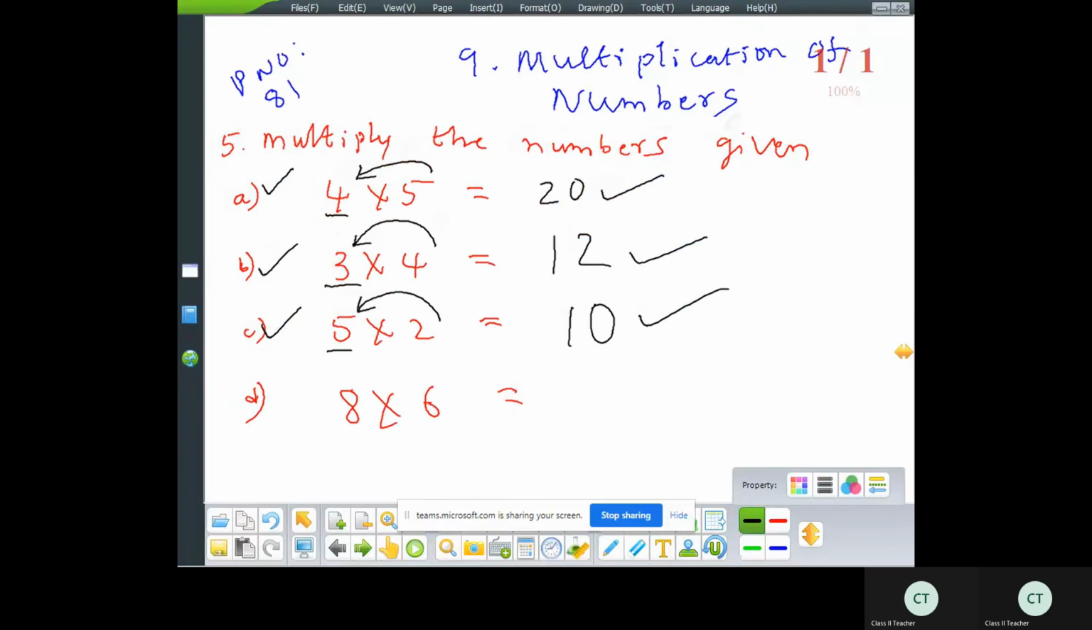Now, D. 8 into 6. 8 is multiplied by 6. 8 times of 6. Now, table number 8. 8 ones are 8, 8 twos are 16, 8 threes are 24, 8 fours are 32, 8 fives are 40, 8 six are 48.